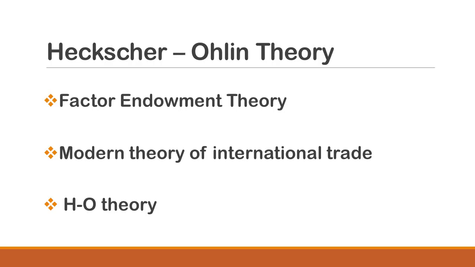Even though many new theories emerged in the field of international economics after the publication of Heckscher-Ohlin theorem, it is still considered as the modern theory of international trade, and it is also known as factor endowment theory because it gives much importance to factor endowments. Popularly, it is also known as HO theory.